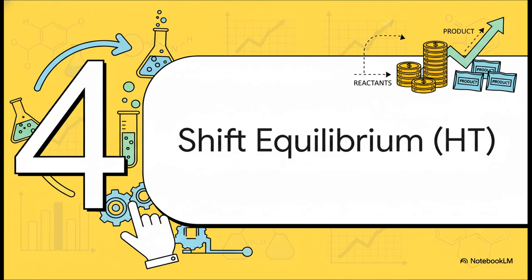Well, if we know that the system will always try to fight back against what we do, that means we're in control. We can become the puppet masters. We can deliberately change things to force the equilibrium to shift in the direction we want, which usually means making more of the stuff we're trying to sell.